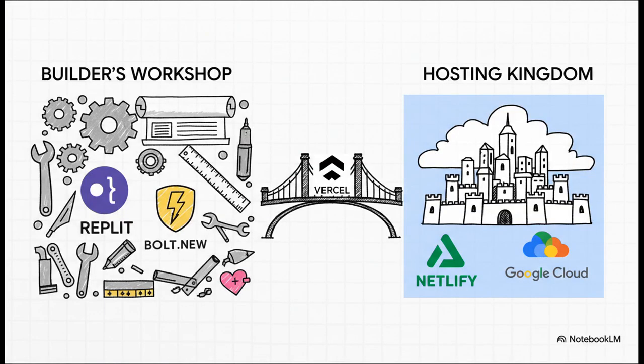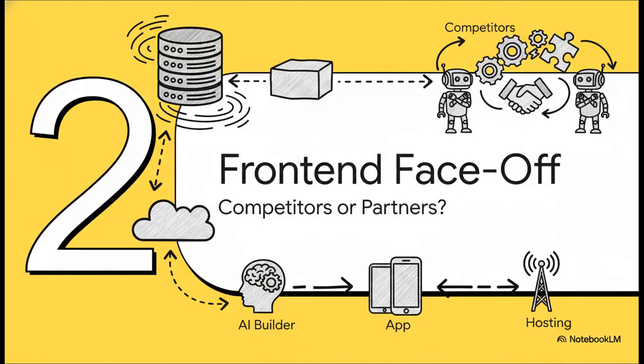So here are some of the big names you're going to run into in each of these categories. In the builder camp, you've got tools like Replit and Bolt. For dedicated hosting, you've got giants like Netlify and Google Cloud. And hey, notice Vercel, they're actually playing in both worlds, which is pretty interesting. They have their V0 tool on the builder side and their world-class hosting platform on the other. Which of course brings up a super important question. If you use an AI builder to make your app, and a lot of them offer some kind of hosting, do you even need a separate service? I mean, are these tools competitors or are they actually designed to work together?